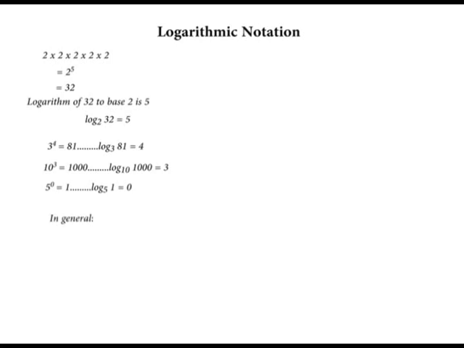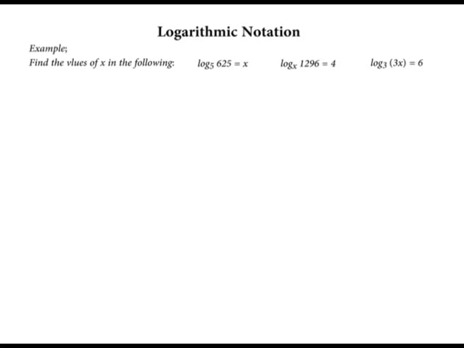In general, if b is equal to a raised to power n, then log to base a of b is equal to n. For example, find the values of x in the following. Log to base 5 of 625 is equal to x. Log to base x of 1296 is equal to 4. And log to base 3 of 3x squared is equal to 6.